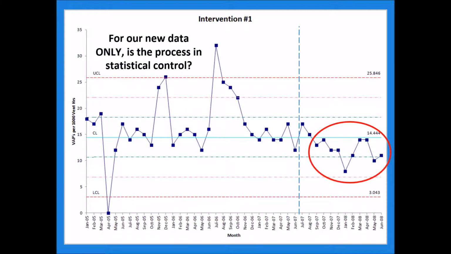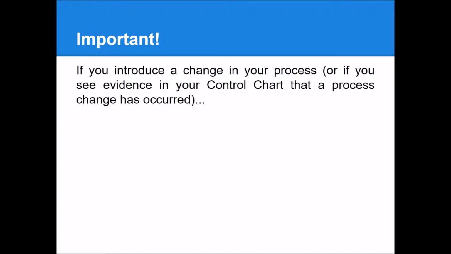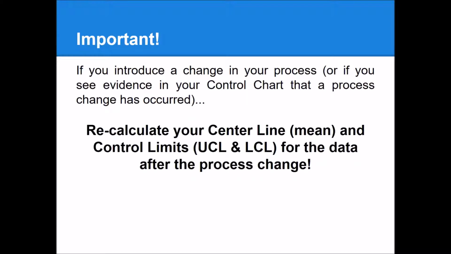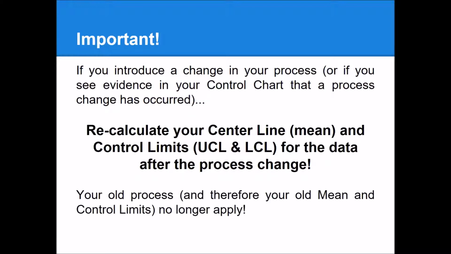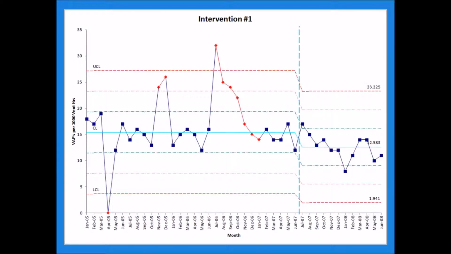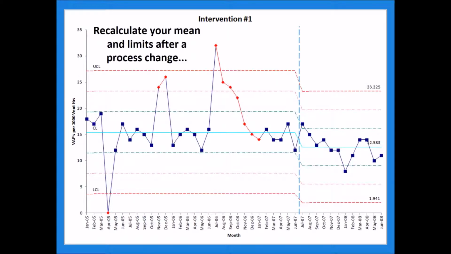So what happened? This is a perfect example of how if you introduce a change into your process through an intervention, or if you see evidence that you think one has occurred in your control chart, you have to recalculate your center line and your control limits for the data after that process change, because you're no longer measuring the same process as you were before. Your old process, and therefore your old mean and control limits, no longer apply to your new data. When the team did that for the data after this intervention, they recalculated their mean and their upper and lower control limits. And now you can see that that new data is also in statistical control.